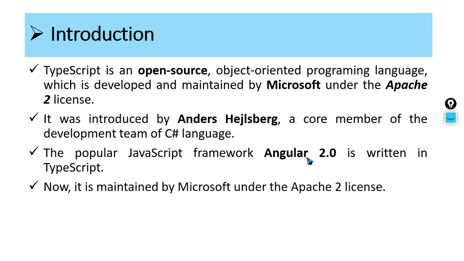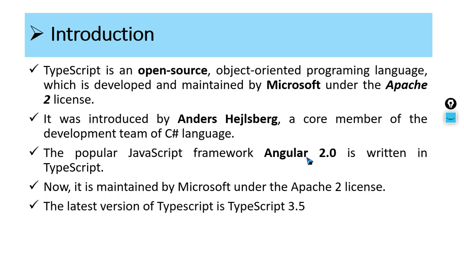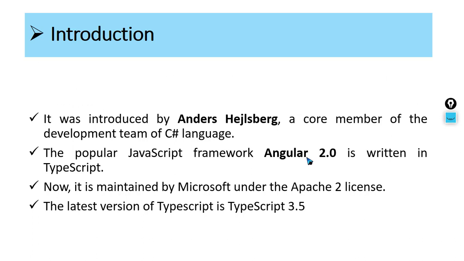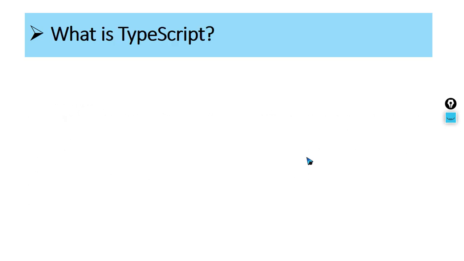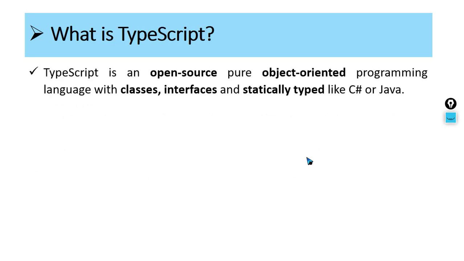Now it is maintained by Microsoft under the Apache 2 license. Whatever the version of TypeScript, it comes under the Apache 2 license and Microsoft. The latest version of TypeScript also comes under this. The latest version is TypeScript 3.5. It was launched in May 2019. So this is about TypeScript.